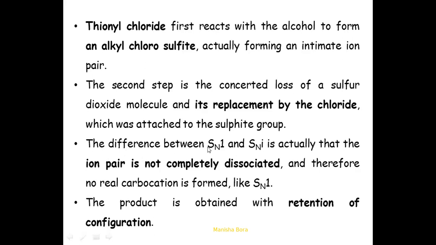In SN1, you get a complete carbocation species, but in SNi you get an intimate ion pair. Because there is an intimate ion pair, you get a product exclusively with retention of configuration. Because in SN1 a carbocation is formed, the nucleophile can attack from the same side of the leaving group as well as from the back side, rear side of the leaving group, and therefore you get both retention and inversion of configuration. So this is how we can distinguish between SN1 and SNi type of reaction.